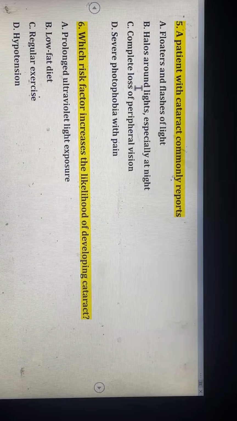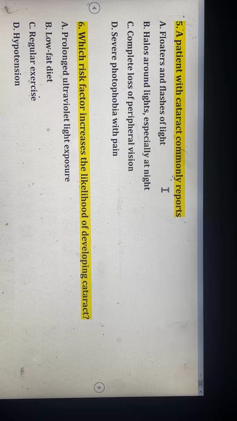Now, number 5. A patient with cataract commonly reports A. Floaters and flashes of light. B. Halos around light, especially at night. C. Complete loss of peripheral vision. And D. Severe photophobia with pain.